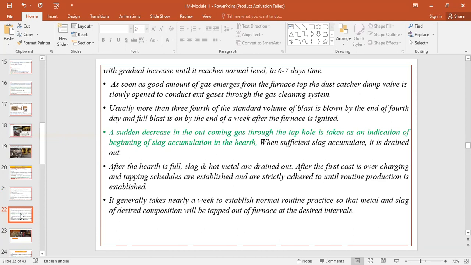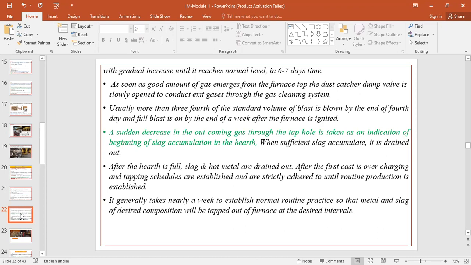So there is an indication that a good amount of heat is generated within the furnace, and that heat is melting the slag which we added in the blast furnace. You will come to know when there is a sudden decrease in the outcoming gases through the tap hole. A sudden decrease in the outcoming gas through the tap hole is taken as an indication of the beginning of slag accumulation in the hearth. When sufficient slag accumulates, it can be drained off, and after the hearth is full, the slag and hot metal are drained out, and after the first cast is over, charging and tapping schedules are established and strictly adhered to until routine production is established.